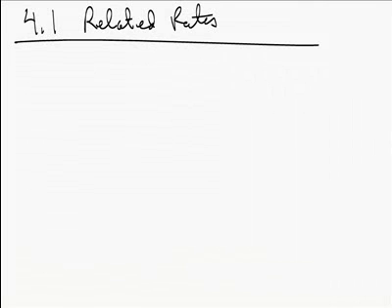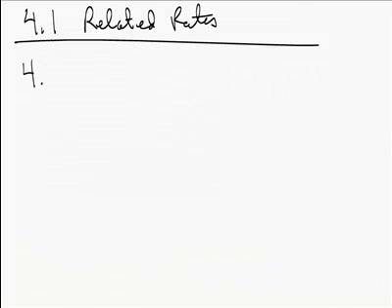Let's go ahead and start with number 4. You can see in number 4 we have the length of a rectangle is increasing at a rate of 8 centimeters per second. Its width is increasing at a rate of 3 centimeters per second. When the length is 20 and the width is 10, how fast is the area of the rectangle increasing?